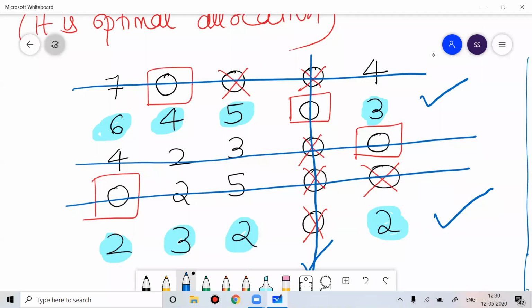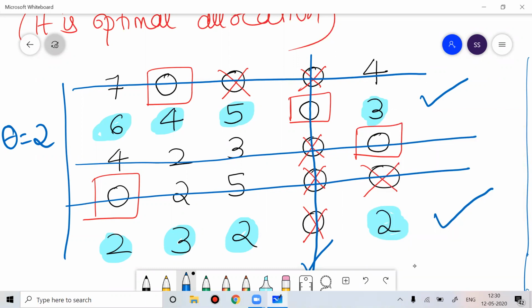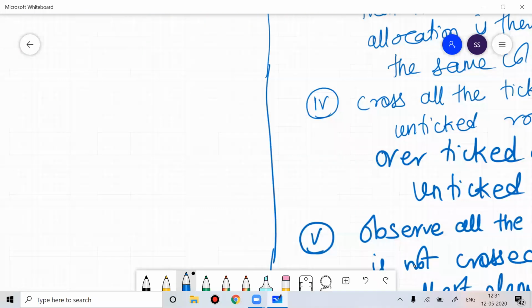What is your theta? Theta is the smallest element of all the elements which are not crossed. So theta is equal to 2. Now subtract theta from all the elements which are not crossed: 6 minus 2 is 4, 4 minus 2 is 2, 5 minus 2 is 3, 5 minus 2 is 3, then 3 minus 2 is 1, like that.